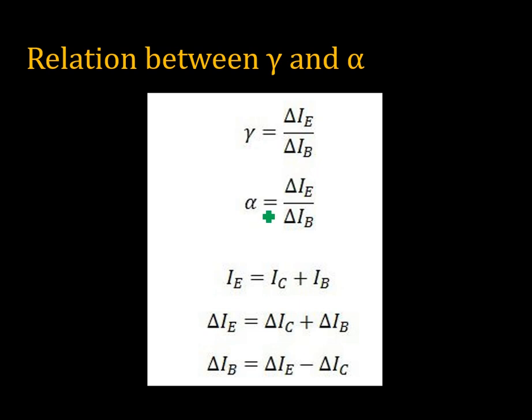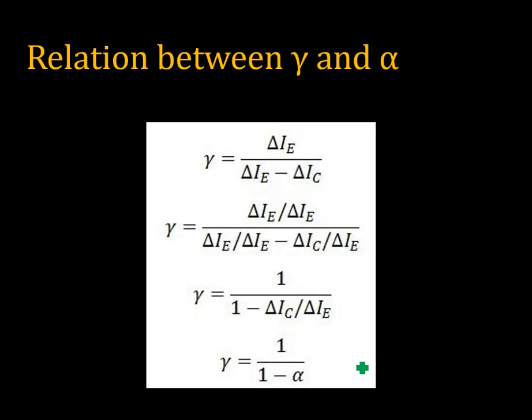And alpha is the current gain in common base configuration. So, it is delta IC by delta IE. There's a mistake here. And you can find an expression for delta IB and delta IE and delta IC in terms of delta IE and delta IC from your basic IE is equal to IB plus IC equation.